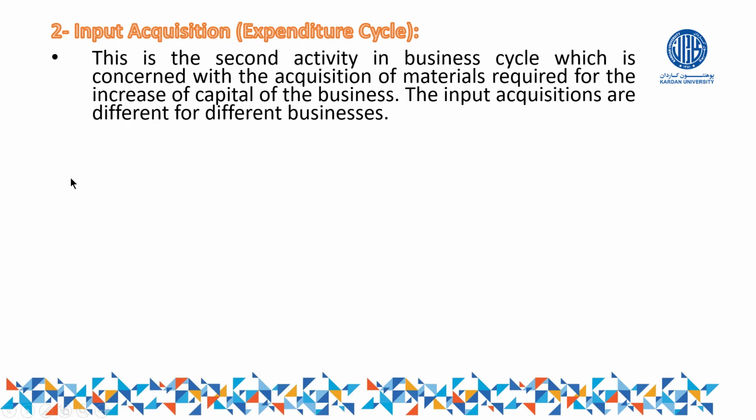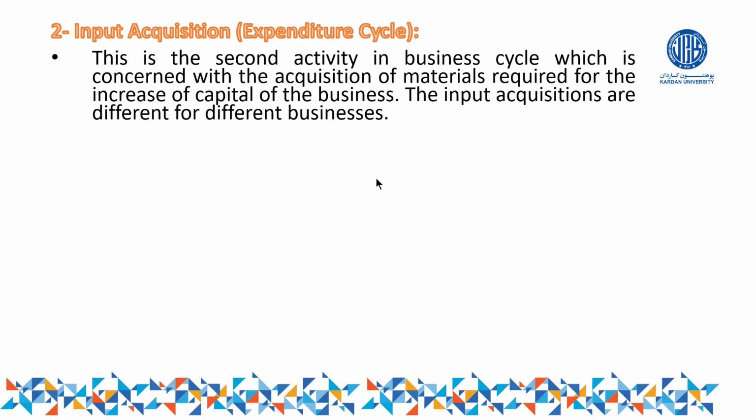Second cycle in the business, which is much deeper, is the input acquisition or expenditure cycle. Let me go in this way. This is the second activity in the business cycle, which is concerned with the acquisition of materials required for the increase of capital of the business. The input acquisitions are different for different organizations. Second step is a step of acquisition basically. So we have to acquire.